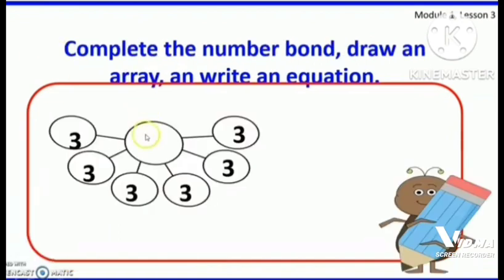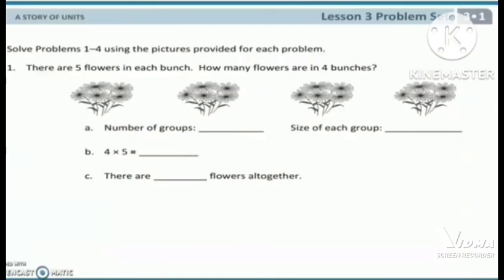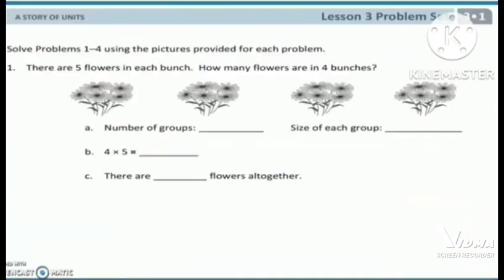Here is 1, 2, 3, 4, 5, 6. 6 groups of 3. Now what is 6 groups of 3? Add all together and you have it. Alright, now you will complete these activities for me, your lesson 3 problem set. See how many you get correct.